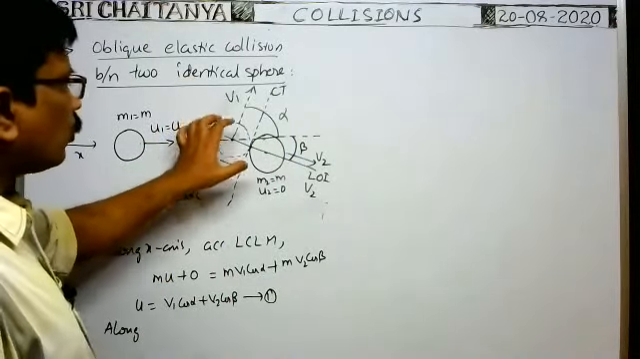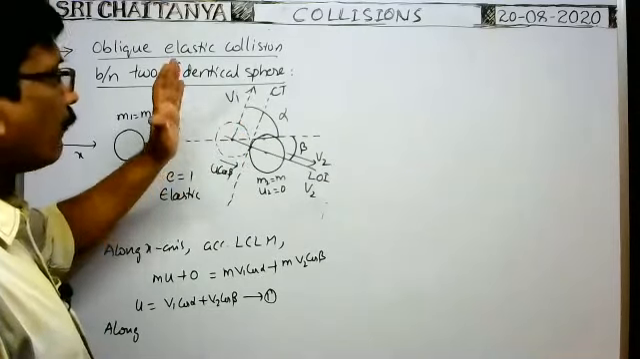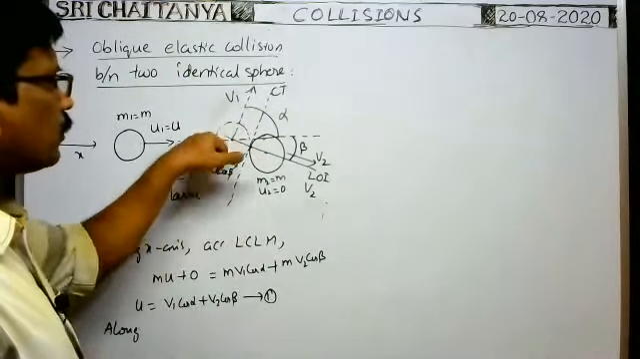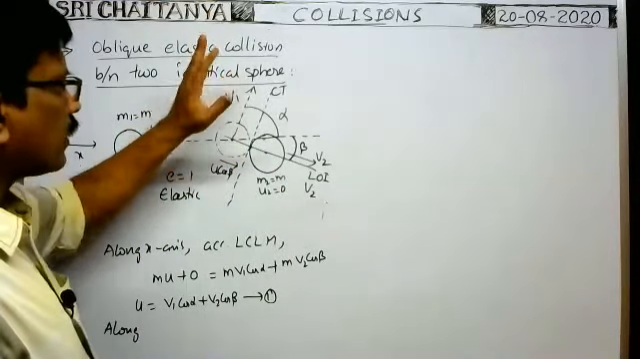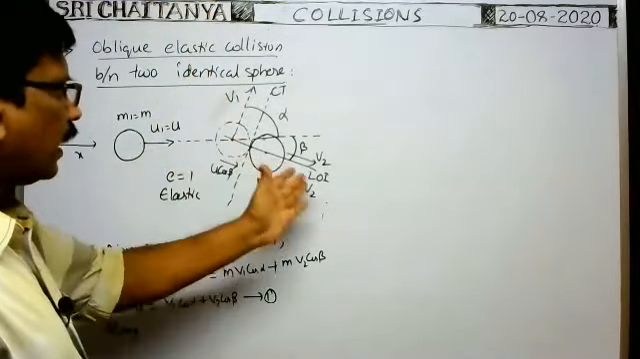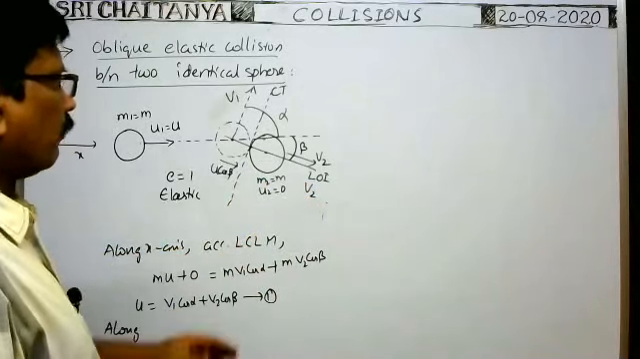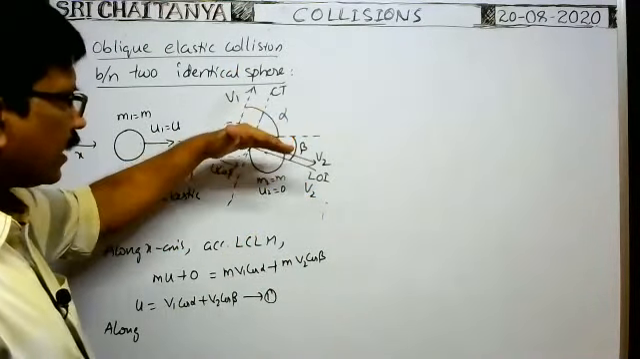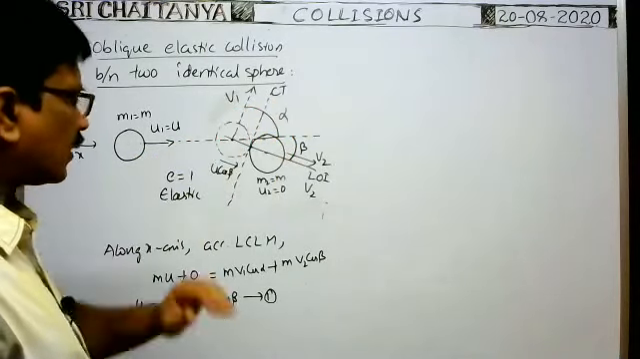Whenever two spheres collide, after collision, suppose the first sphere flies off in this direction with a velocity v1, and the second sphere flies off with a velocity, say v2. The first sphere makes an angle alpha with the original direction of motion. The second sphere makes an angle beta with the original direction of motion.